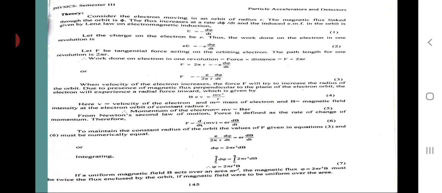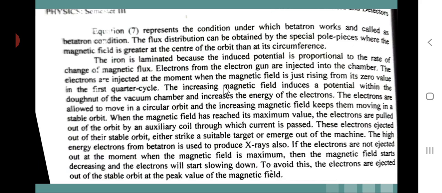If a uniform magnetic field B acts over the area pi r square, the magnetic flux phi would be pi r square B. Here the flux 2 pi r square B must be twice the flux enclosed by the orbit, if the magnetic field were uniform over the area. Equation 7 represents the condition under which the betatron works and is called the betatron condition.